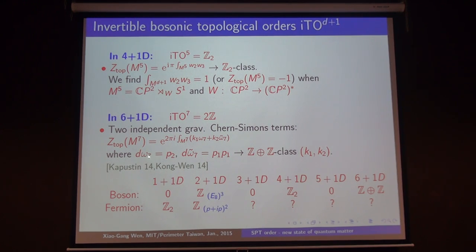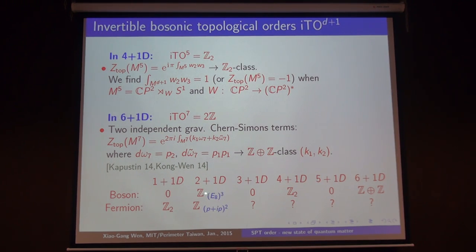So ω7, dω7 is a second Pontryagin class. And the dω7-tilde is a square of the first Pontryagin class. And both coefficients must be integer. Okay. And so as a result, for the bosonic case, we have this table.